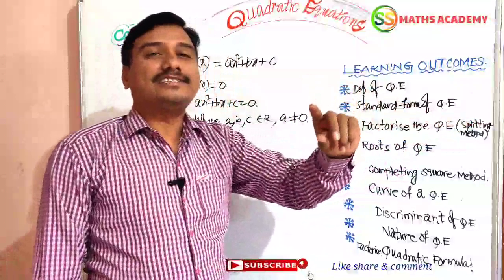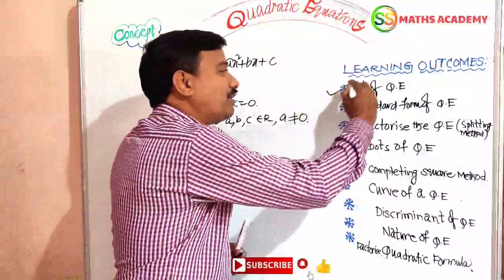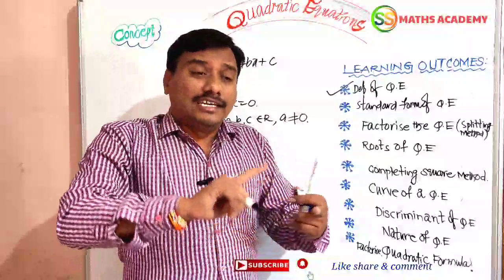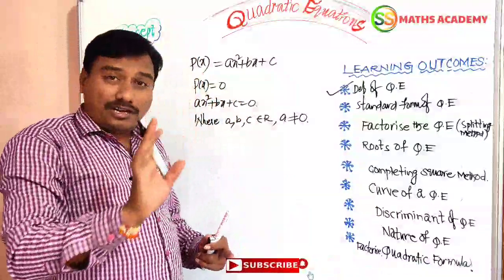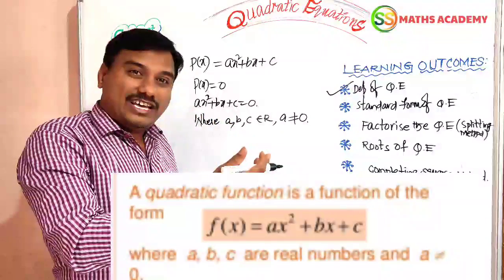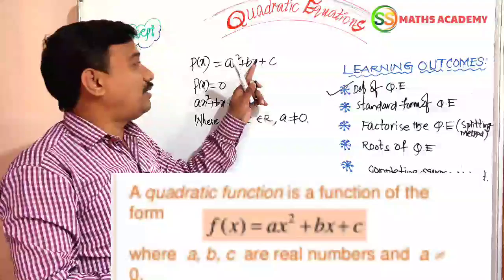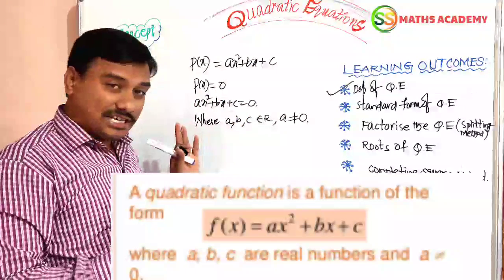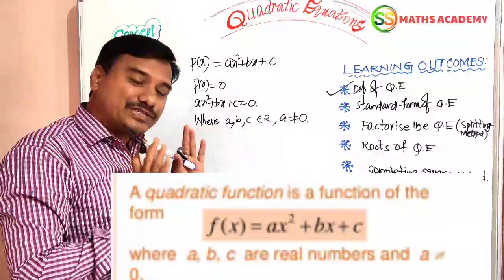Yes, friends, let us see once again. Observe the definition of quadratic equation. I repeat that one. If p of x is any polynomial in one variable having highest power 2, such a polynomial when equal to 0 is called a quadratic equation. That means ax square plus bx plus c equals 0.